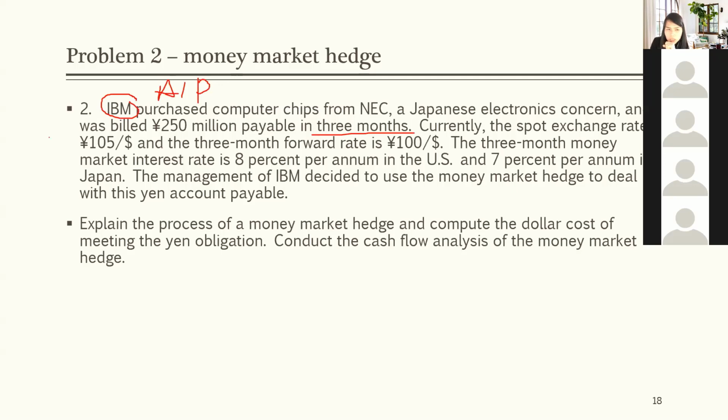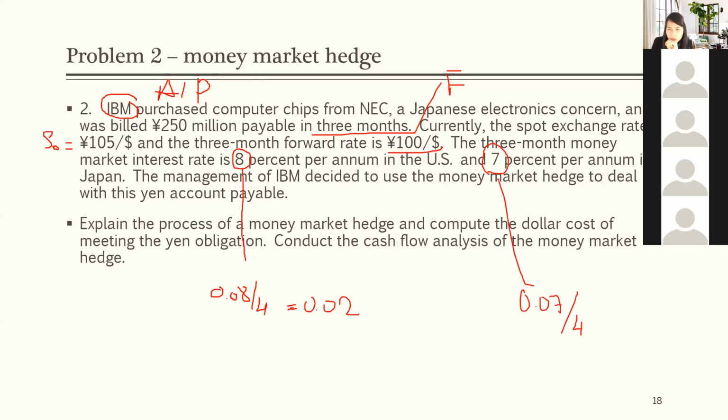Currently, the spot exchange rate, so S0, is 105 yen per dollar, and the 3-month forward rate, so this is F, is 100 yen per dollar. We also know that the interest rates in the US and in Japan are 8% and 7% per annum. So if I want to adjust this for a 3-month interest rate, I'm going to take this divided by 4. Similarly, for Japan, I'm going to take 0.07 divided by 4 to get the 3-month interest rate.